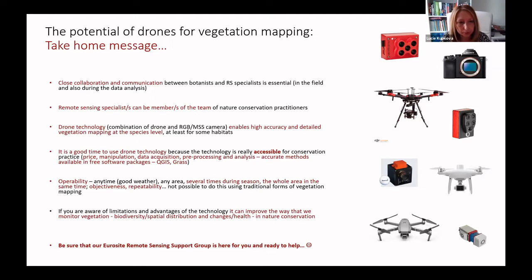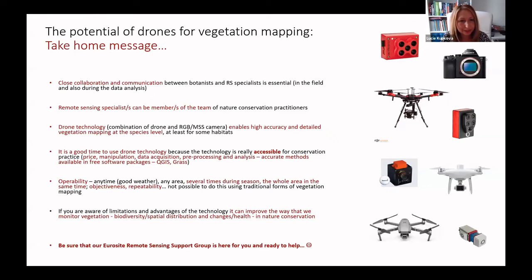As for the price, manipulation, data acquisition, pre-processing, analysis, and mainly because it can give really good results for the monitoring of changes. It's operable. You can go to the field several times during the season. The whole area you have at the same time. It's objective because it's based on physics, not on individual evaluation of some botanist. It's repeatable.